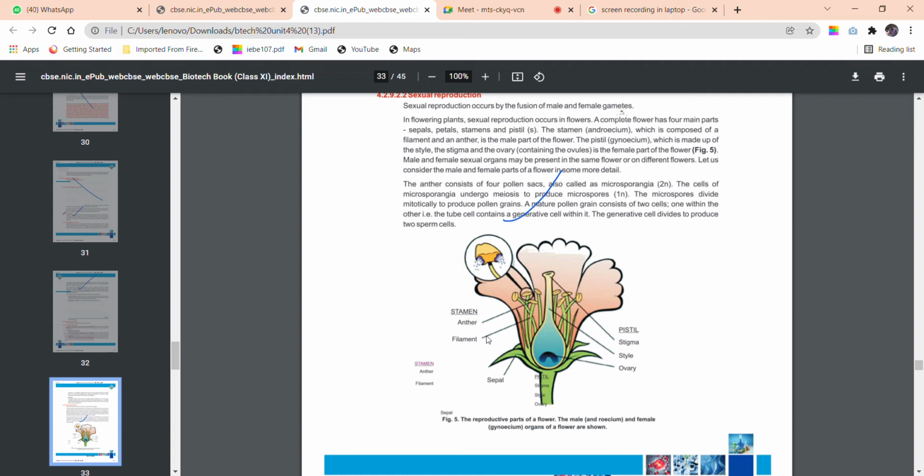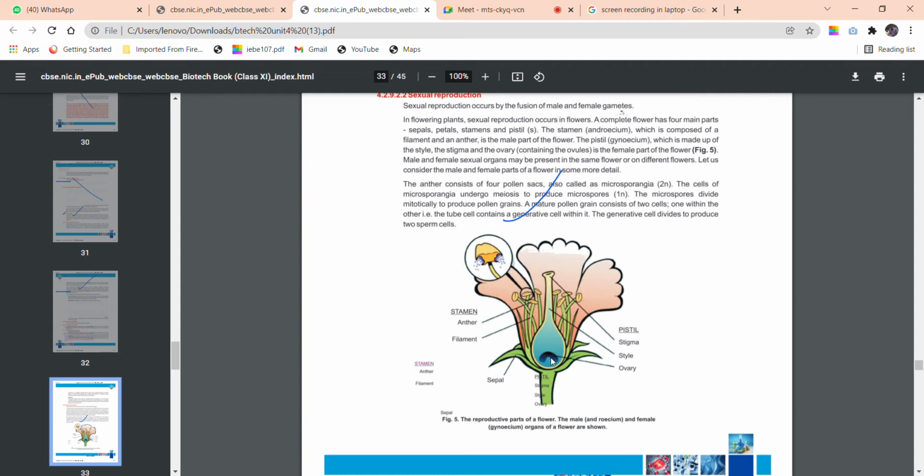So pollen grain formation occurs through meiosis. Male gametes form by sporogenesis and the female gamete, that is the egg, is formed by oogenesis. Okay, there are two words, one is spermatogenesis and one is oogenesis.